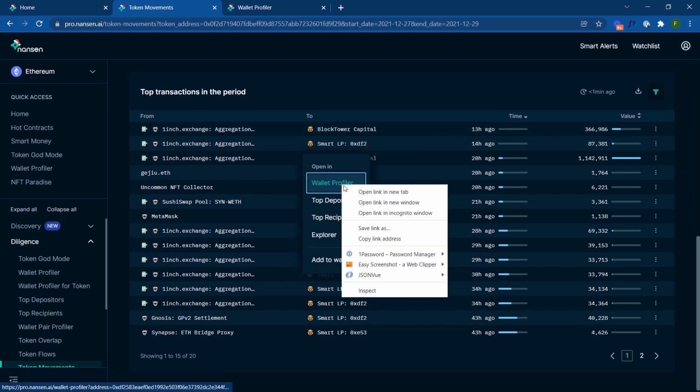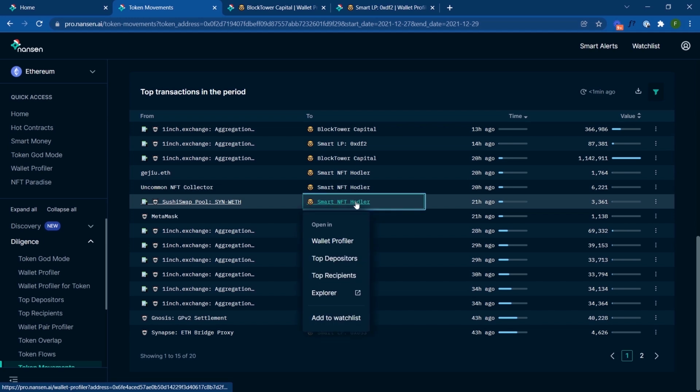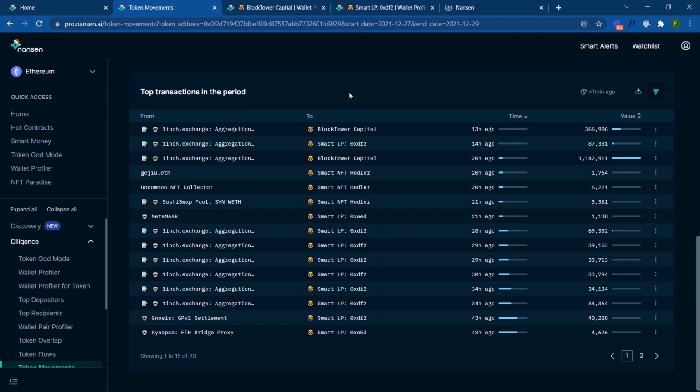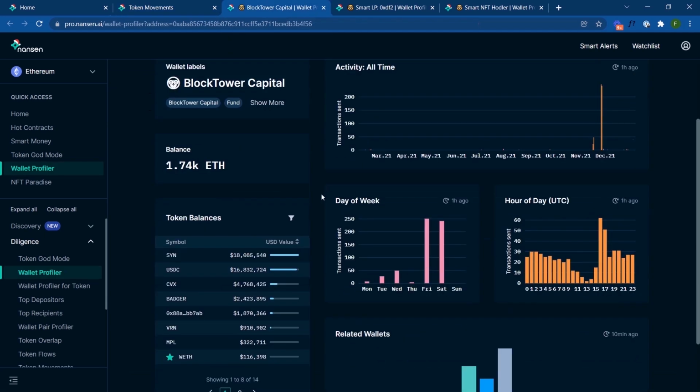Remember, smart money is the collective name of entities representing investors that have a proven track record of success. They are always a good starting point of your discovery and due diligence processes. As a tip, by hovering over a link and casting a glance to the bottom left part of your screen, you can tell whether a generic label, such as Smart NFT Hodler, belongs to the same account or to different ones. We are now looking at the wallet profiler for BlockTower Capital.